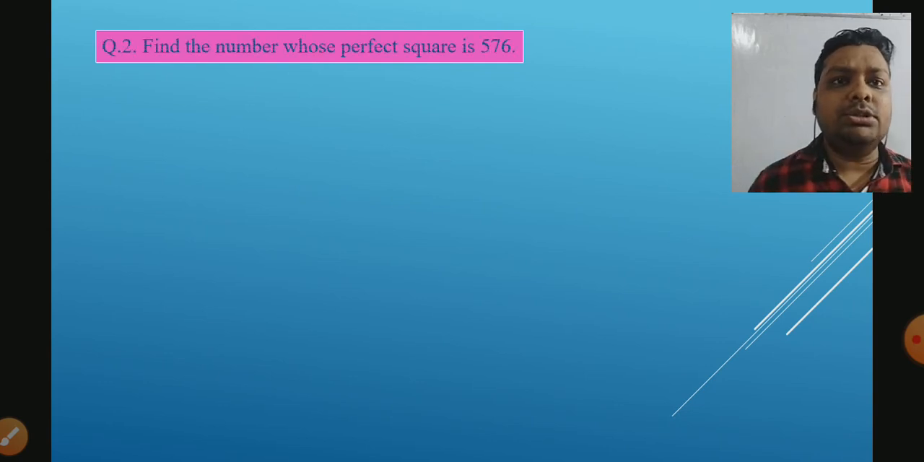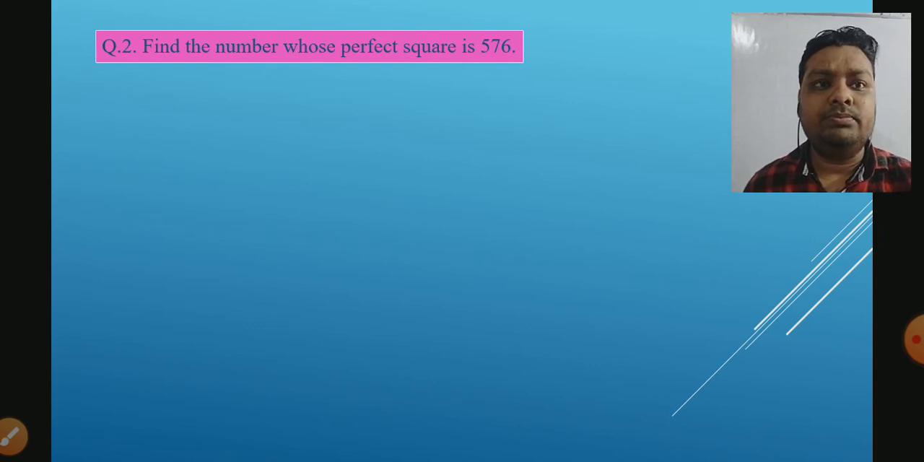Okay, so now students, let's see another question. Now another question is: find the number whose perfect square is 576. Okay, now let's start.